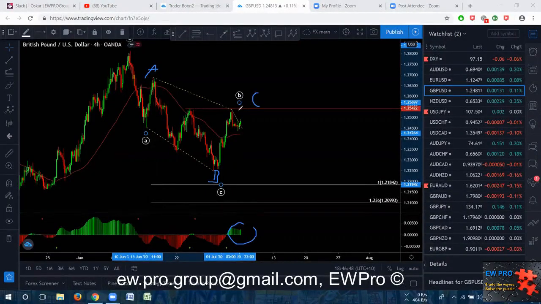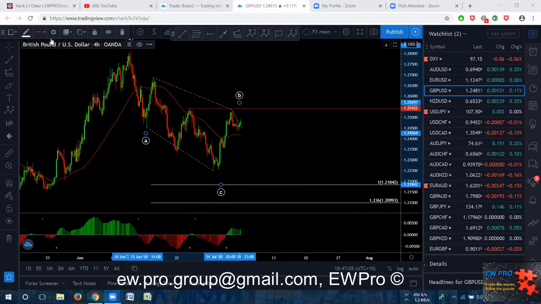So the bear hidden may not work, but I think the larger impulse is still going to be to the downside. So I'm only really interested in that, in the sell. Even if the bear hidden divergence doesn't play out, I'm still looking for that sell.